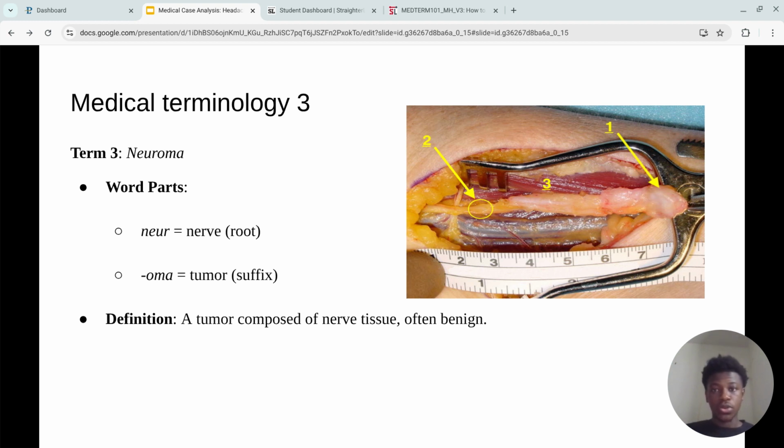And then the third medical terminology is neuroma. Separated into 2 words, neur is for nerve, that's the root. And then -oma is the suffix, and it's for tumor. It's defined as a tumor composed of nerve tissue, which are often benign. And as you can see here, it's shown on the slide.